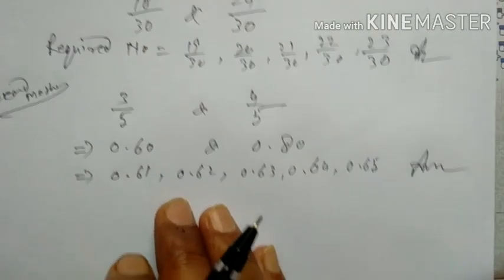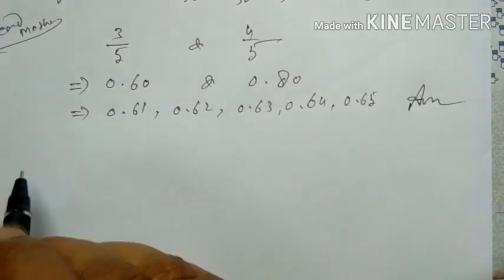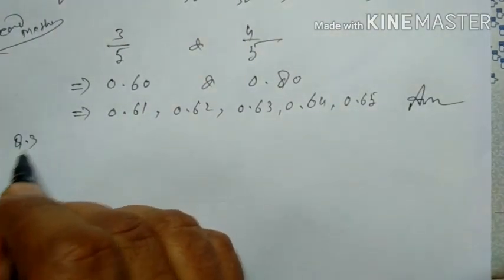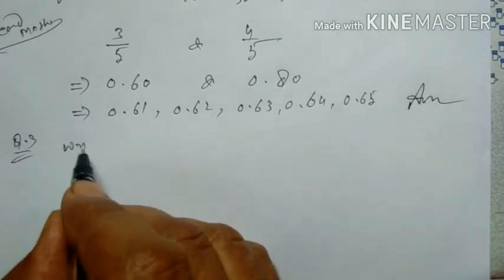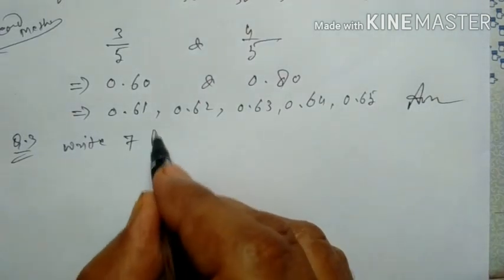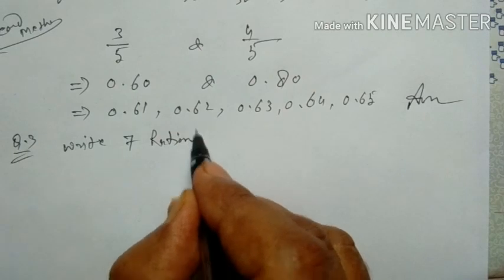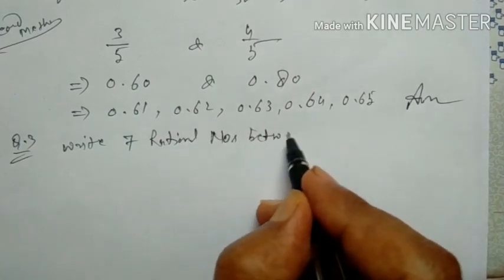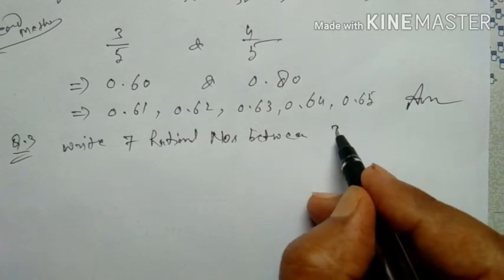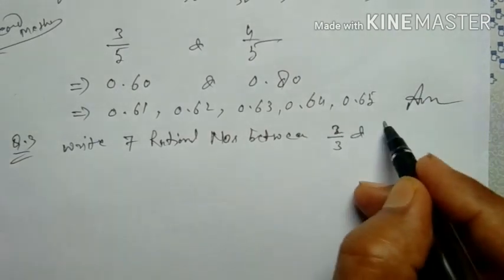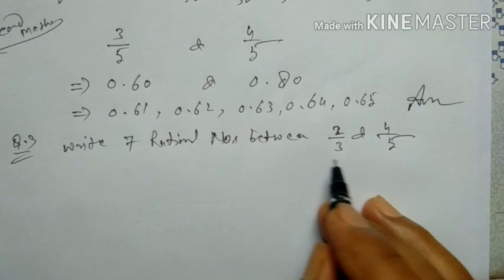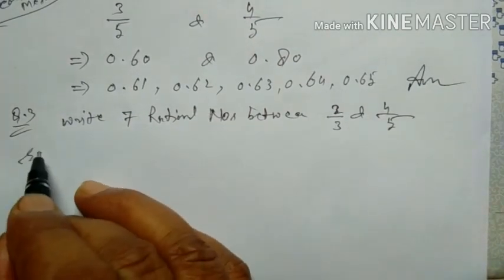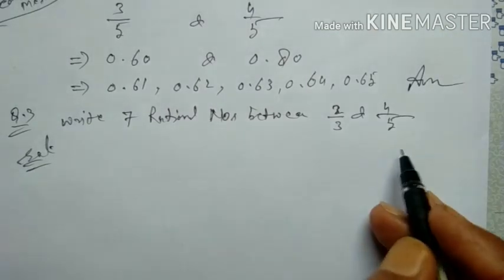Now if the denominators are not the same, take another example. Question number 3: write 7 rational numbers between 2 by 3 and 4 by 5. Denominators are not the same. So first of all, we make the denominators the same.